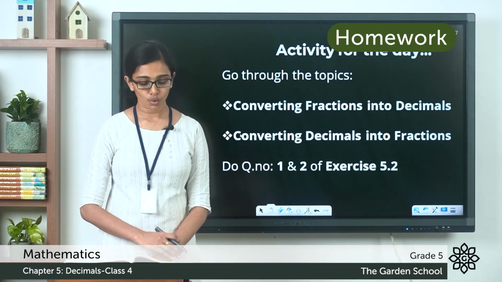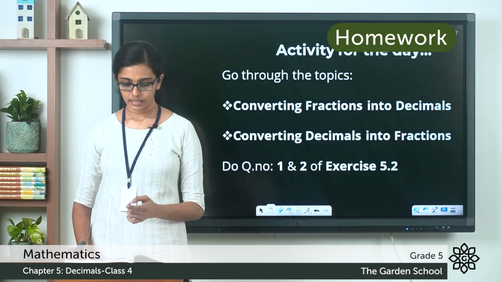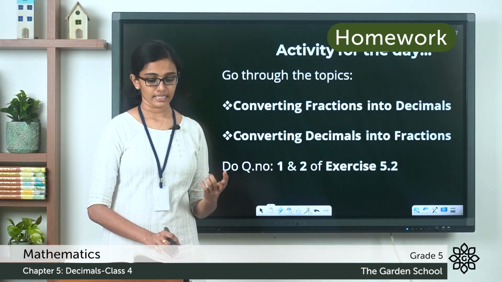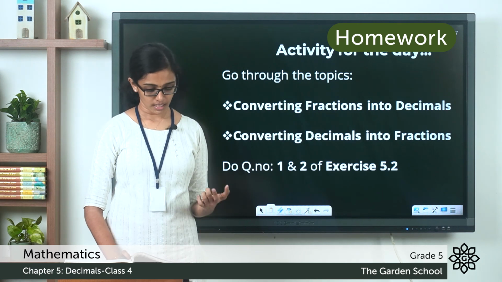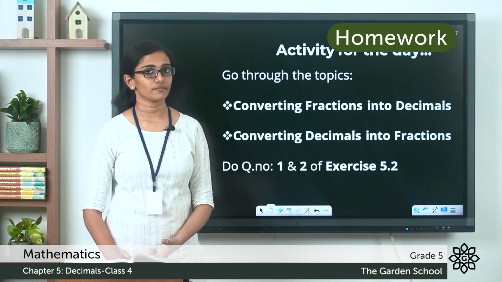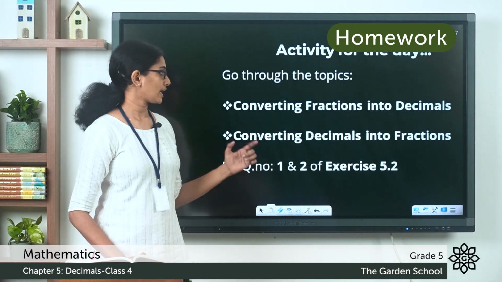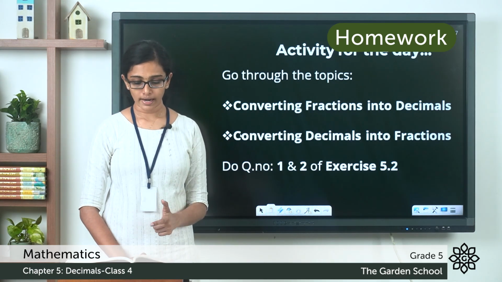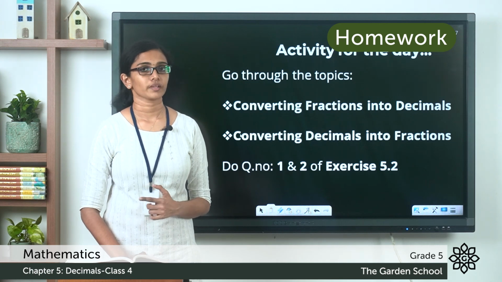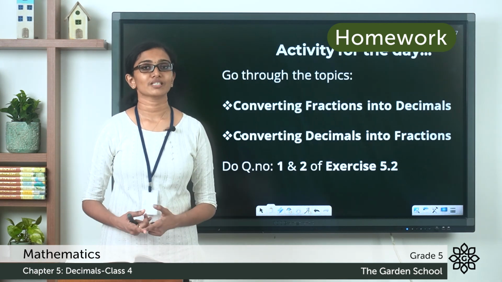Now, you have to go through the topics converting fractions into decimals and converting decimals into fractions in page number 83 and 84. Then, you have to move on to exercise 5.2 and you have to solve the question numbers 1 and 2 in your notebook. Then take a picture and do send us through tips.